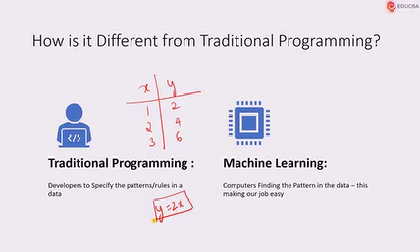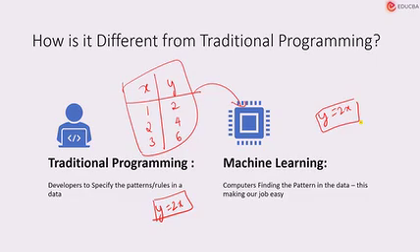In machine learning, what we will do is give this data to my machine learning model, and my model is going to tell us, hey, with the given data of x and y, I feel there is a relationship, and this relationship is given by the equation y = 2x. So did you make out the difference? In traditional programming, as a developer, I had to manually specify what is the relationship between x and y.